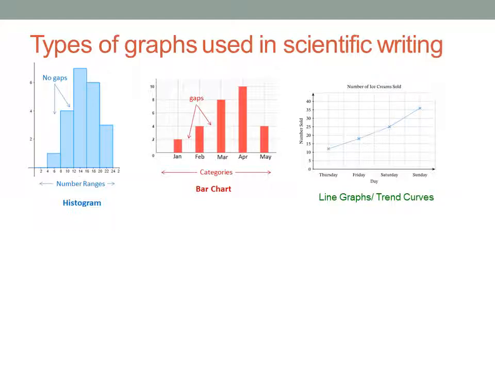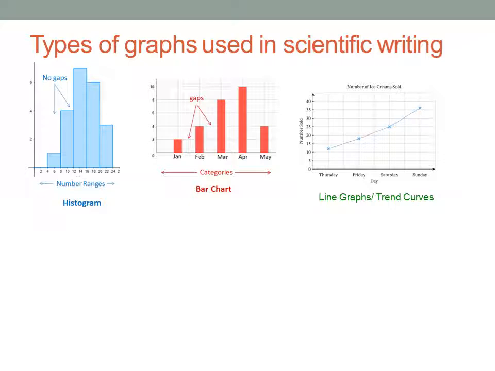Okay, so these are the types of graphs you can use in scientific writing in order to express your results in a thesis or a paper. You can use histograms and bar charts. Now, the main difference between histograms and bar charts is that in a histogram you don't have gaps, and at the bottom you have number ranges. In bar charts, you have categories rather than number ranges on the x-axis, and you always have gaps between the bars. Then the other graph type you can use is the line graph.